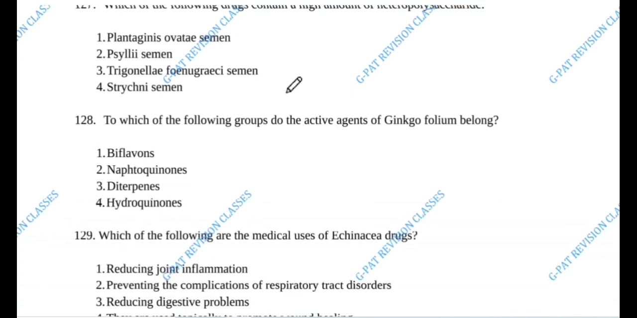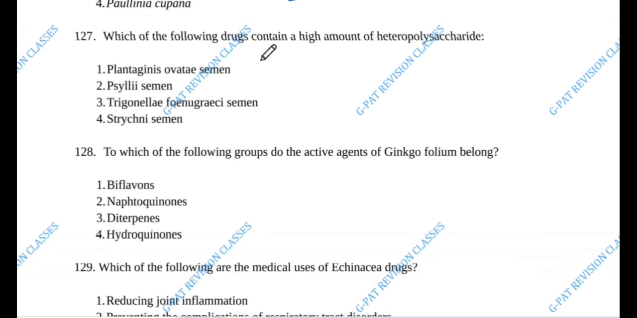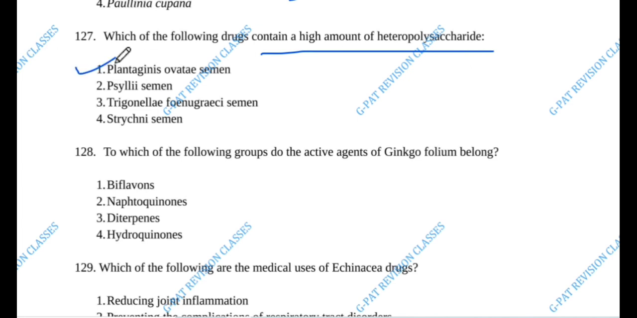Next is question number 127. Which of the following drugs contains a high amount of heteropolysaccharides? The answer is first, Plantaginis ovatae semen. The answer is first.